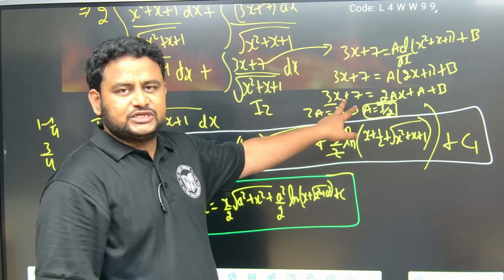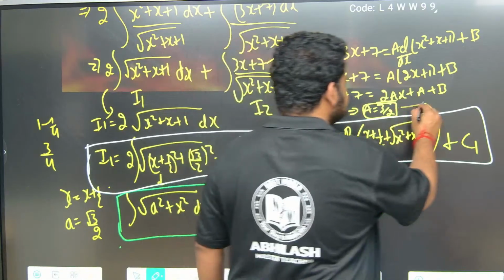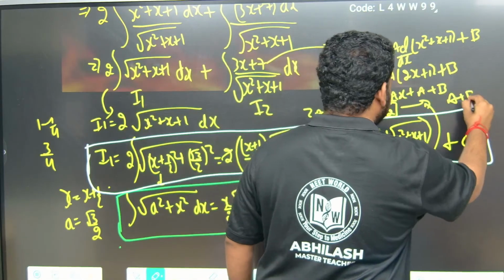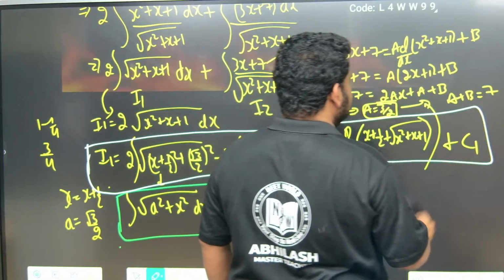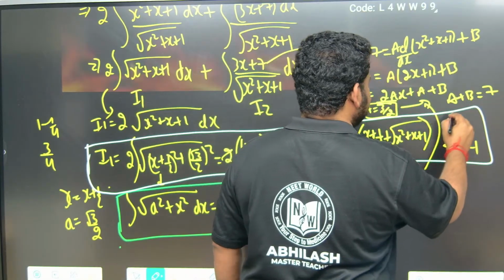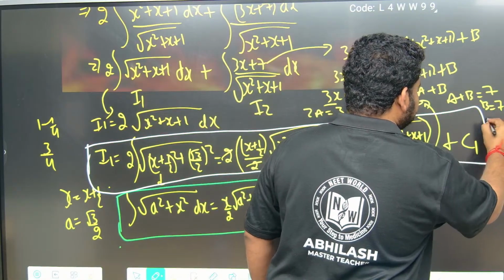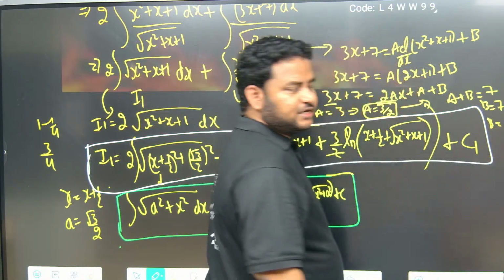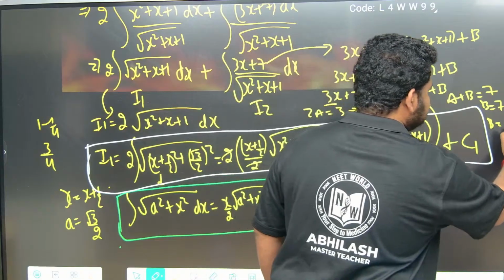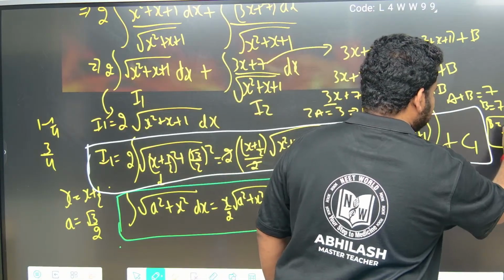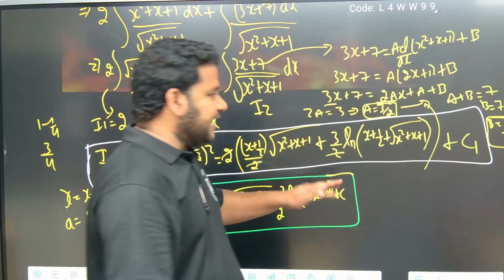Now the constant is a plus b. This implies a plus b is equal to 7. A is equal to 3 by 2, so b will become equal to 7 minus 3 by 2. That is, 7 twos are 14, 14 minus 3 is 11. So b will become equal to 11 by 2.